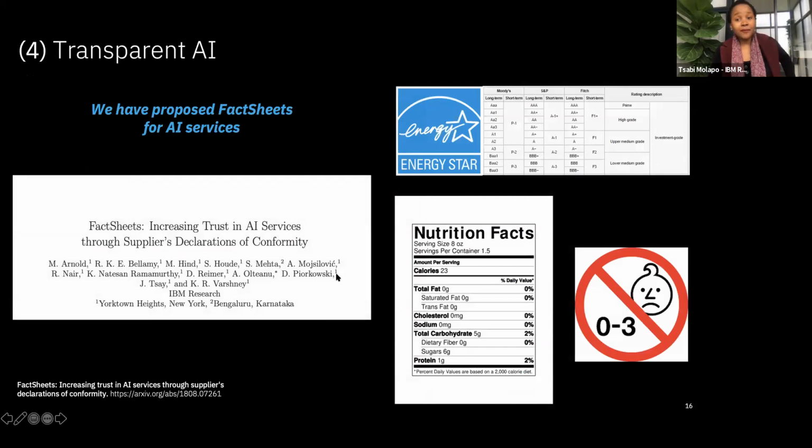So the fourth dimension now, remember I spoke first about fair and unbiased AI. I talked about explainable AI. I spoke about safe and robust AI. Then the fourth aspect that IBM Research is pushing for is that of transparency.